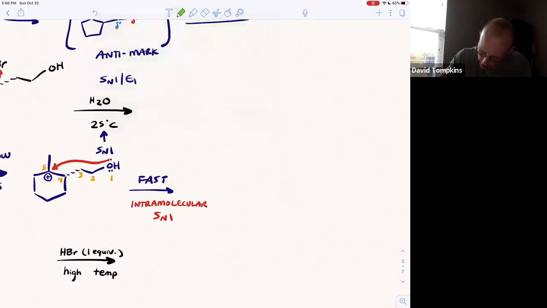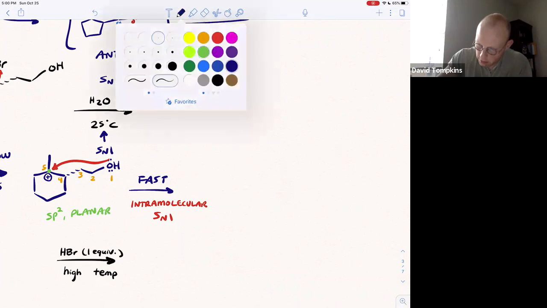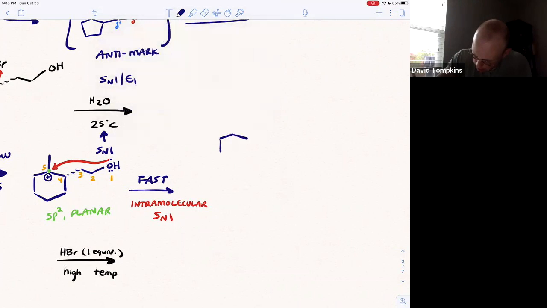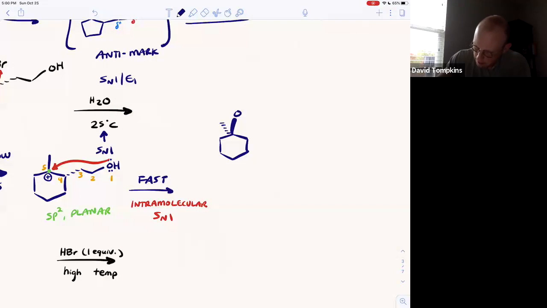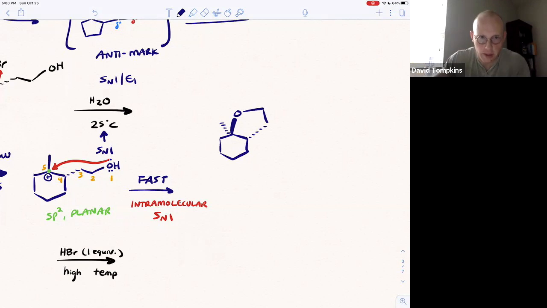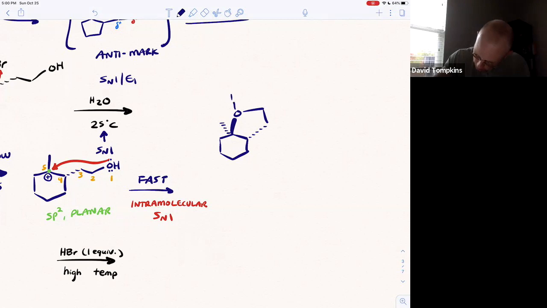Now this carbocation is sp2, which means it's planar. So it has an empty p orbital that can be attacked from the top. If it attacks from the top with oxygen, then the methyl gets pushed down. This stereocenter is fixed, and then we just fuse that 5-membered ring. The oxygen retains one lone pair and a positive charge.